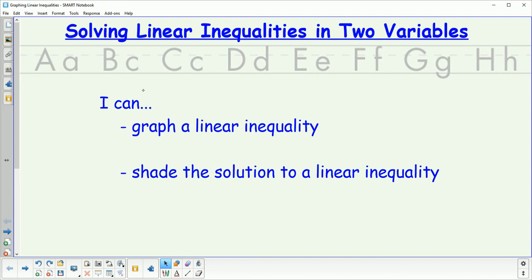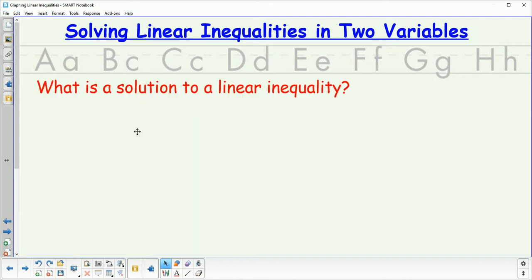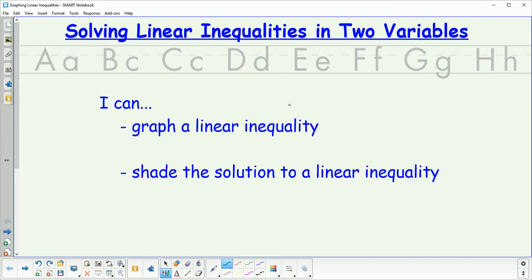Okay, Common Core Algebra 1, we are going to talk today about solving linear inequalities, and more specifically, graphing a linear inequality and then shading the solution to the linear inequality. So to start, we should go back and say a linear inequality is going to be some equation with two variables, which we have up here, and it's going to be like an equation but uses the symbols less than, greater than, less than or equal to, or greater than or equal to.